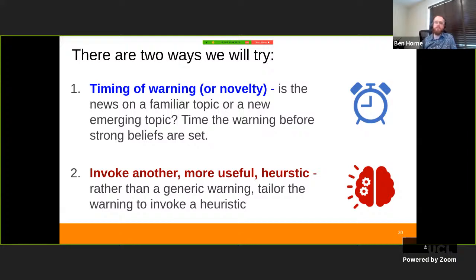So is the news on a familiar topic, or is it on some sort of topic that I don't have a strong prior belief on? And you'll see that this is sort of an opportunistic study here. And then the second is, can we invoke another more useful heuristic rather than personal belief alignment? So rather than saying this is a false article, can we try to tell them to look at the source or look at the accuracy of the article, something that's more useful than their prior belief?